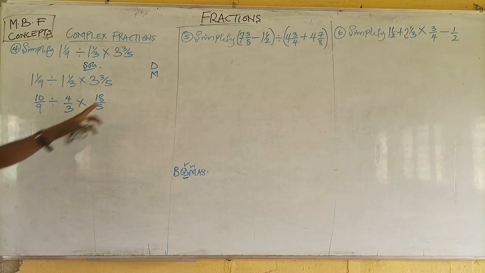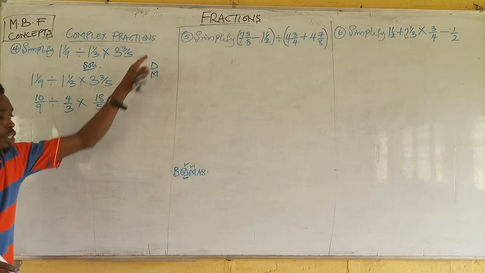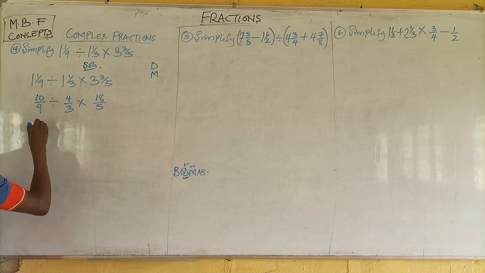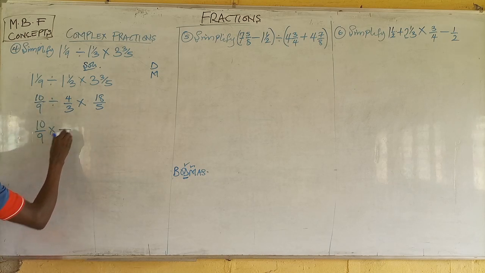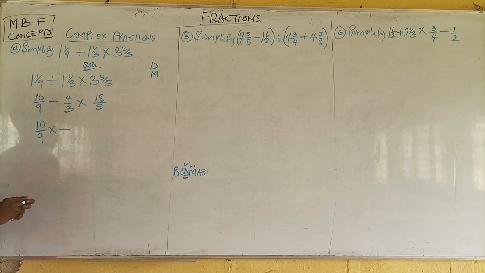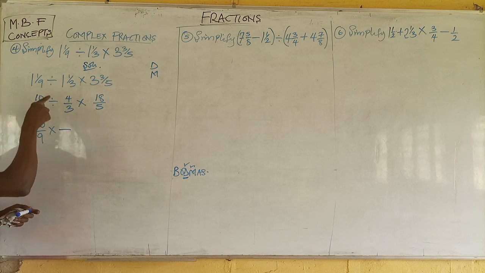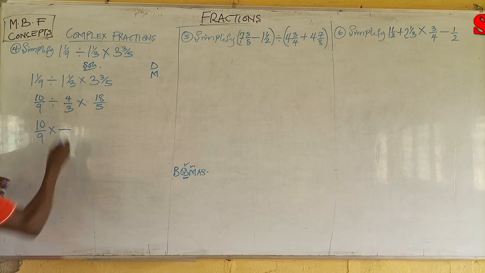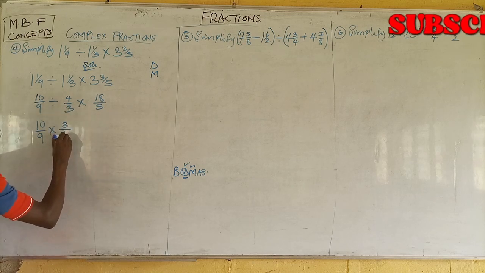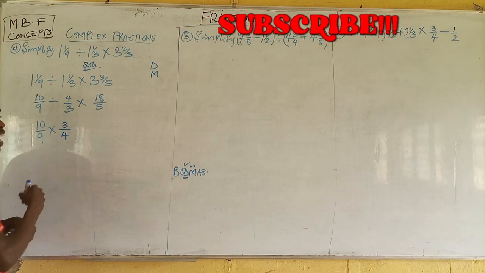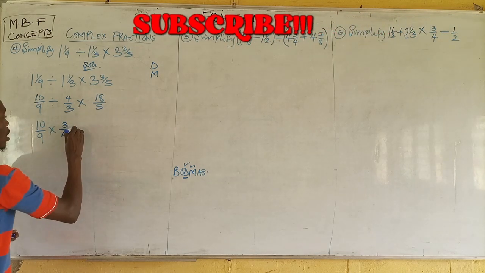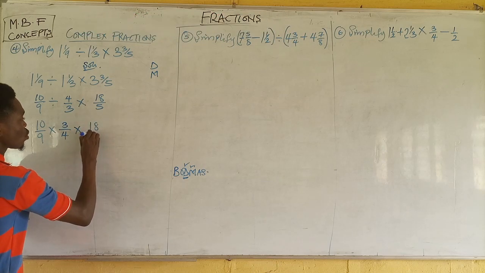Then the next thing we do is to put division into consideration. We are going to have 10 over 9 times, now we are using the law of inversion. In as much as we have already changed this division to a multiplication sign, we quickly swap the fraction by making the existing denominator the new numerator, and the existing numerator the new denominator. So we take up 3 and bring down 4. It's as simple as this. These are all applications of principles. Then multiply by 18 over 5.